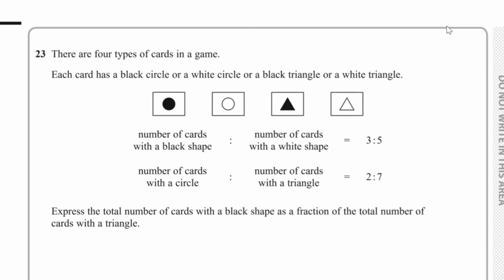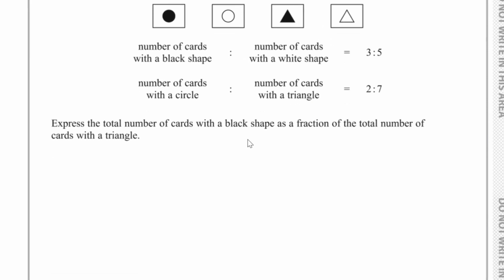Question number 23. There are 4 types of cards in a game. Each card has a black circle or a white circle, or a black triangle or a white triangle. The number of cards with a black shape to the number of cards with a white shape is 3 to 5, and the number of cards with a circle to the number of cards with a triangle is 2 to 7. We have to express the total number of cards with a black shape as a fraction of the total number of cards with a triangle.